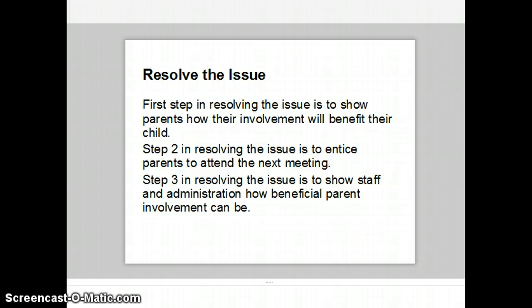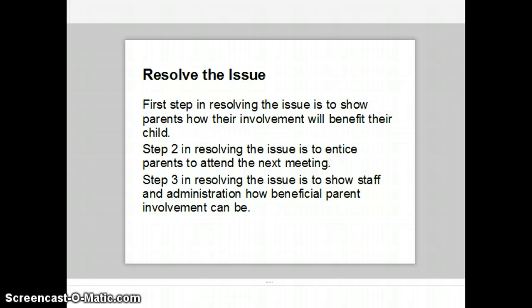Resolving the issue. The first step in resolving the issue is to show the parents how their involvement will be beneficial to their child. How will that benefit their child's education? Letting them know that they will have Step 2 in resolving the issue is to entice the parents to come to the next meeting. That goes back to possibly serving a free meal, possibly at your first meeting or whatnot.